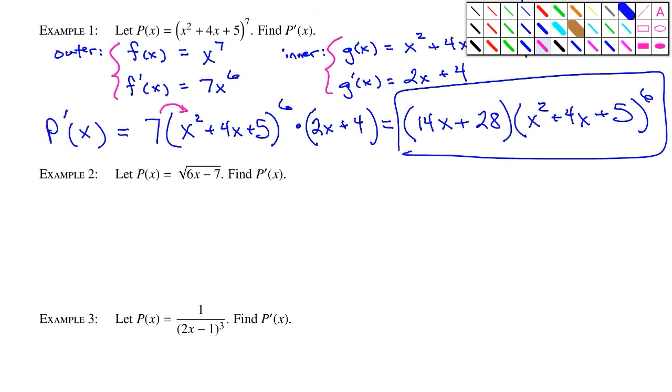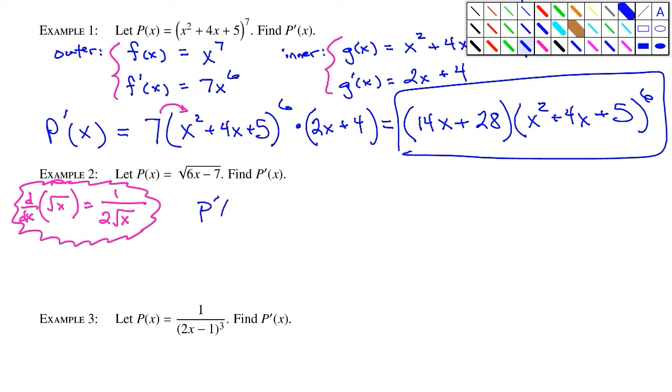Example number 2. Let p of x equal the square root of 6x minus 7. Find p prime of x. This outer function is the square root function. And you may recall that the derivative of the square root of x is 1 over 2 square root of x. That was one I asked you to memorize earlier. So we're going to use that now, except the inside is not x, it's 6x minus 7.